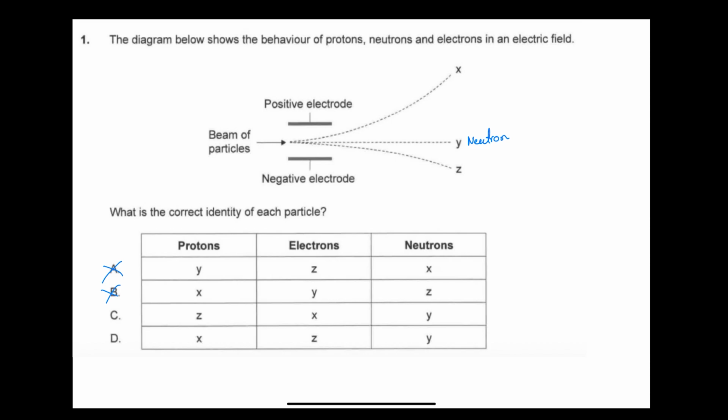X is attracted towards the positive electrode, so X should have a negative charge. Electrons have negative charge, so X should be an electron. Z is attracted towards a negative electrode, right? So Z should have a positive charge. So Z is a proton. The proton is Z, electron is X, neutron is Y, which is option C.